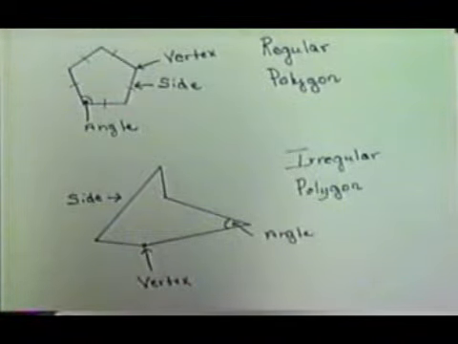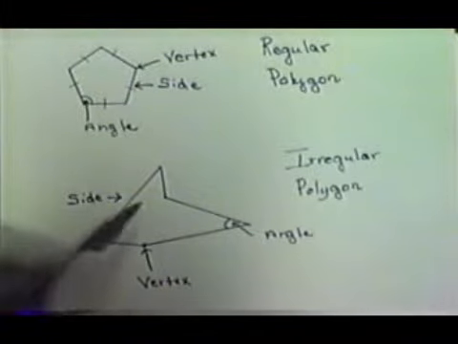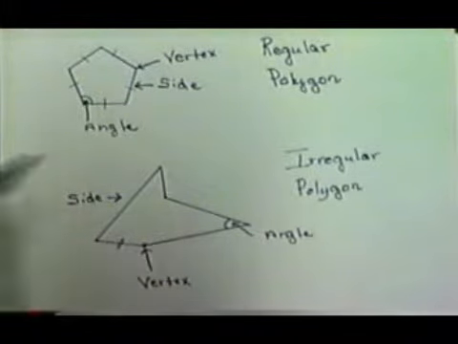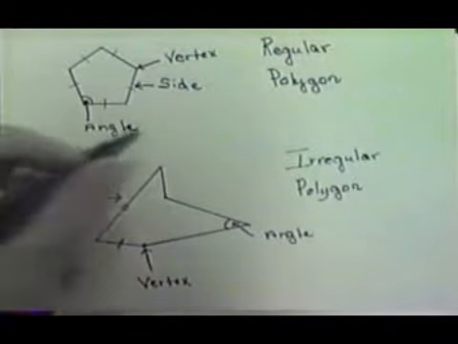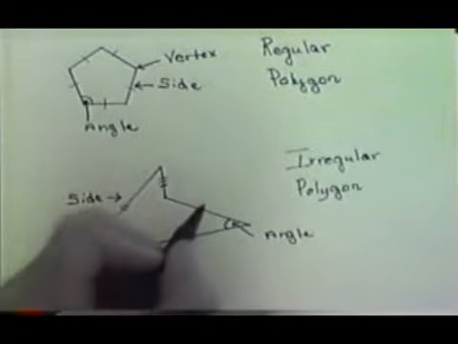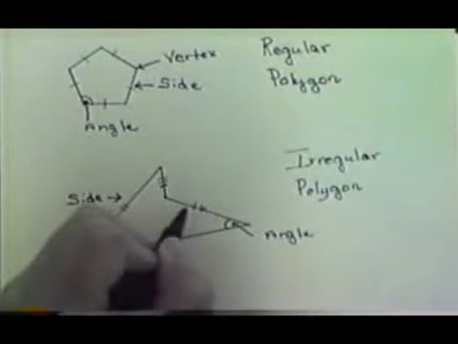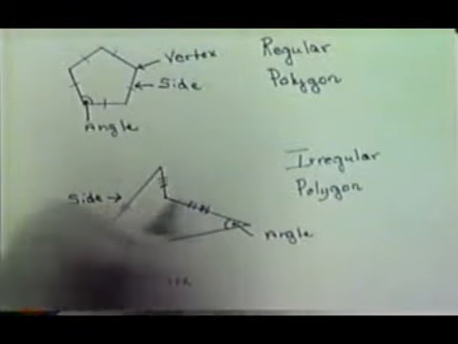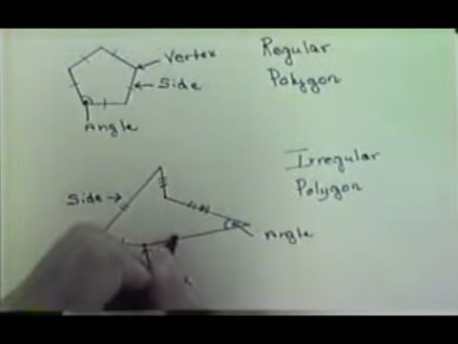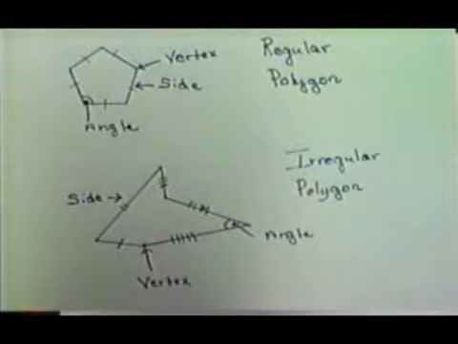Now, if you wanted to make sure somebody knew that none of your sides were the same length, you could mark your sides a different way. Put one mark, maybe 2 marks there, 3 marks here, 4 marks here, and 5 marks here. Usually, however, you only mark the sides that are the same, just to show people that those sides are the same.